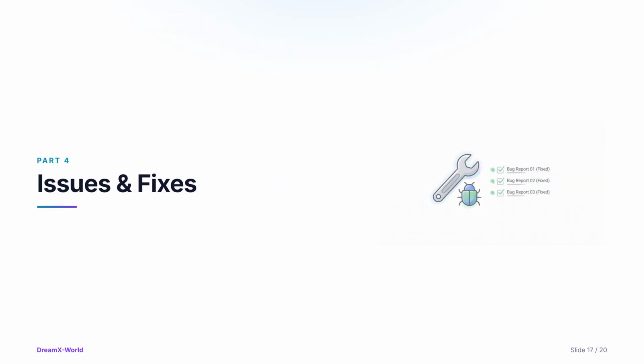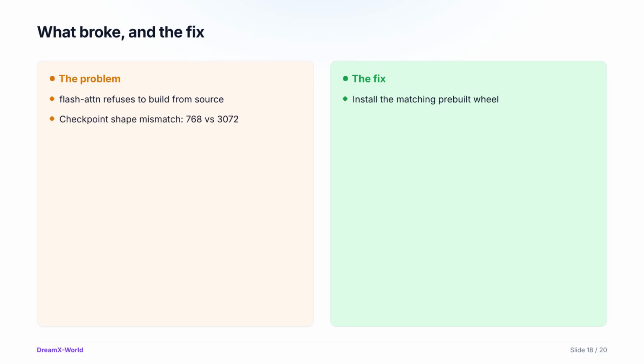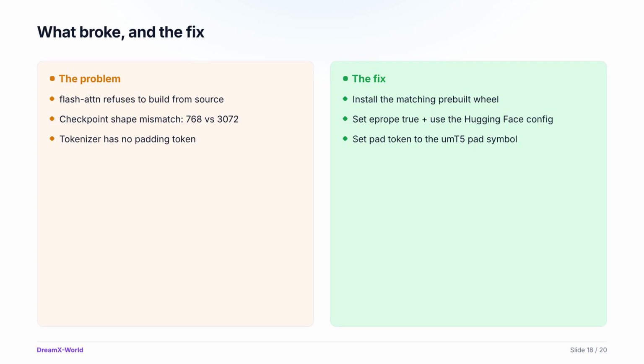The released code did not run out of the box. Here are the real problems we hit and exactly how each was solved. 4 problems stand out. Flash attention refused to build, so we used a pre-built wheel. The checkpoint failed to load with a shape mismatch because a config flag changed the attention size. Setting PRoPE to true fixed it. The tokenizer had no padding token under the newest transformers, so we set one explicitly. And generation ran out of memory while decoding, which the transformer offload and a pinned video library resolved. Only the first of these is documented upstream.